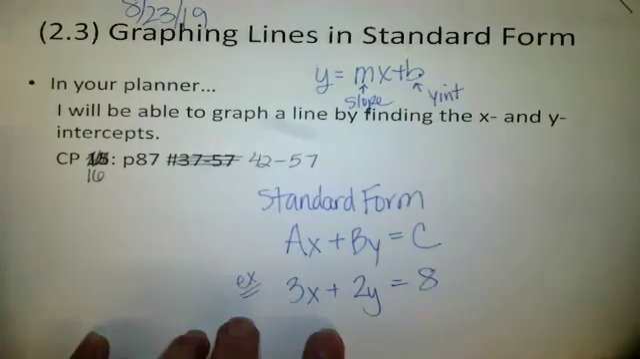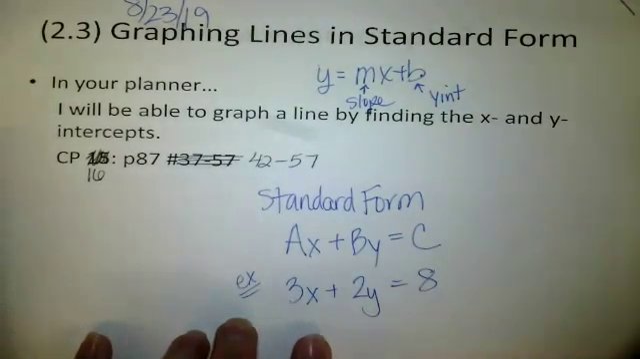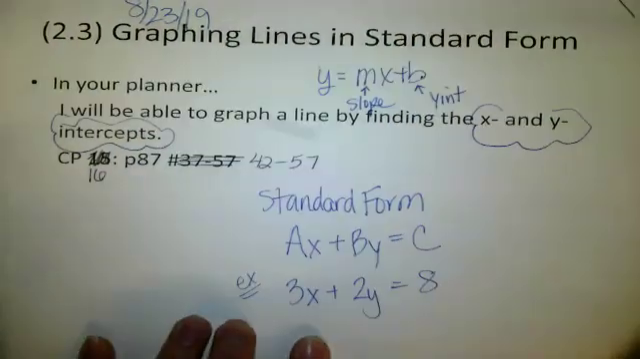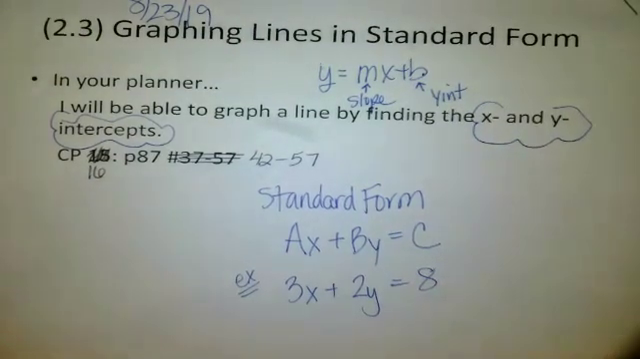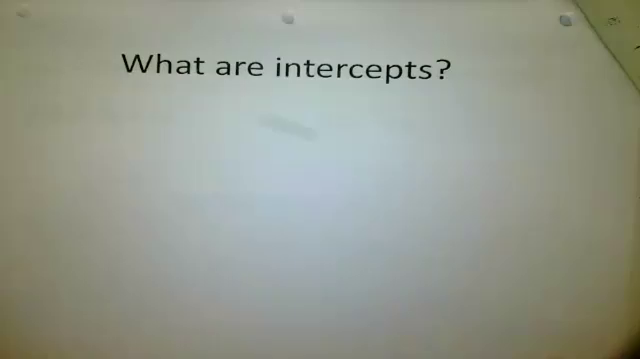When we have the x and the y on the same side, the easy and fast way to graph is to find x and y intercepts. And that's what we're doing today. We're going to calculate the x and y intercepts, and it turns out that it's super fast and super easy to do. So here we go. What are intercepts? What do you know about intercepts?